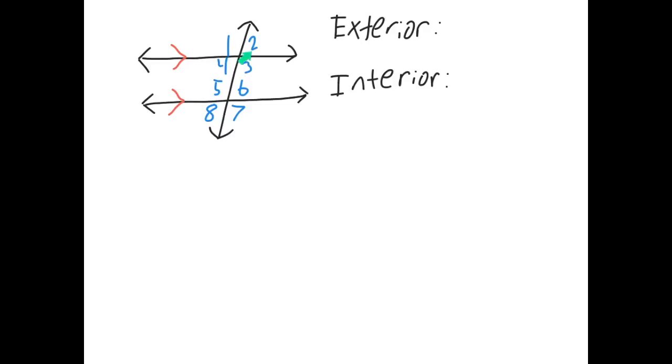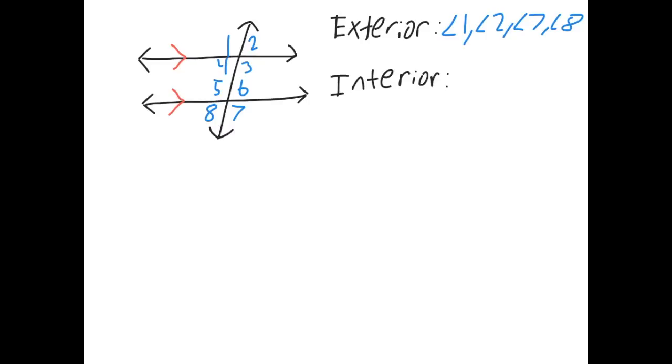So 1 and 2 are on the outside. They're above the parallel lines. And 7 and 8 are below the parallel lines. So neither of those are in between them. So those are our exterior angles. So I'll write them. We've got angle 1, angle 2, angle 7, and angle 8. Those angles are the exterior angles.